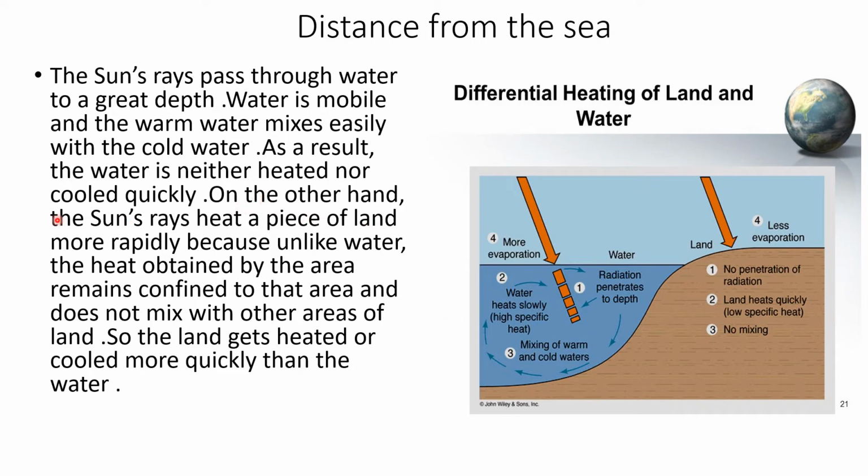On the other hand, the sun's rays heat a piece of land more rapidly because, unlike water, the heat obtained by the area remains confined to that area and does not mix with the other areas of land. So the land gets heated or cooled more quickly than the water. Because land is solid, there is no penetration of solar radiation and there is no mixing. As a result, the land gets heated or cooled more quickly than the water.